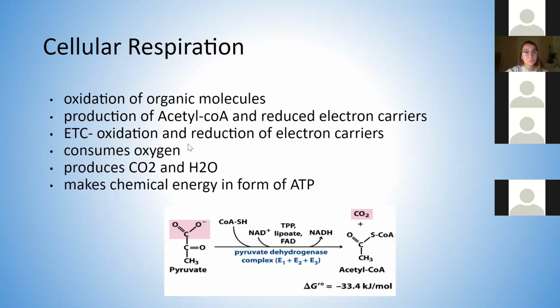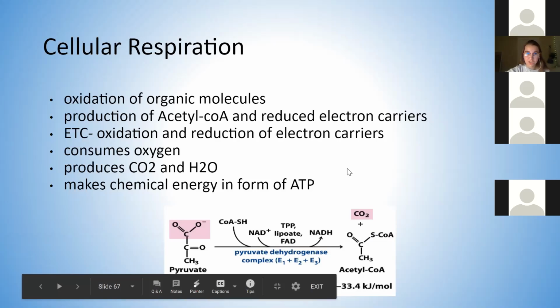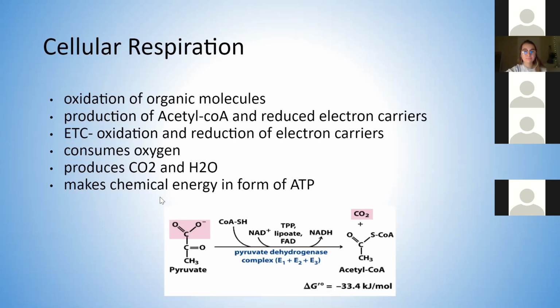We are going to consume oxygen in the process. We are going to produce carbon dioxide and water, in addition to making chemical energy in the form of ATP after this entire process is done. So after traveling through the electron transport chain and interacting with ATP synthase, we're going to liberate chemical energy in the form of ATP.